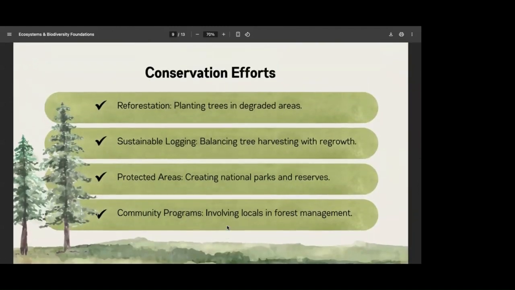As for conservation efforts, reforestation is just the planting of trees in degraded areas. Sustainable logging is balancing tree harvesting with regrowth. Protected areas are national parks and reserves where the plant life, just everything overall, the nature there is protected. And community programs involve locals in forest management.